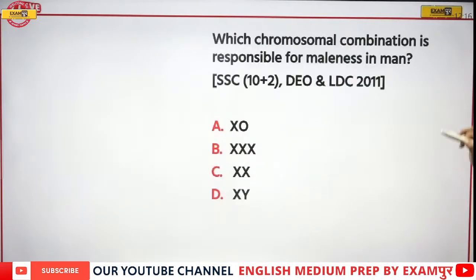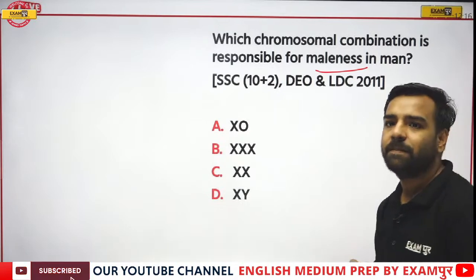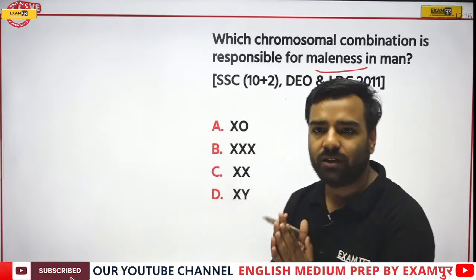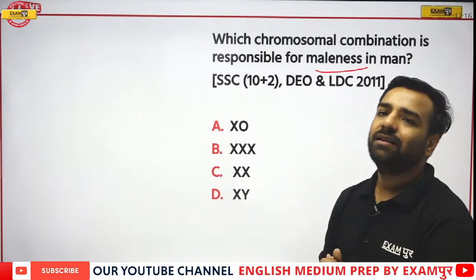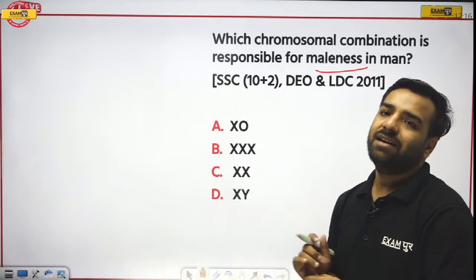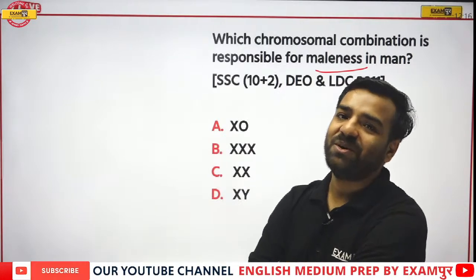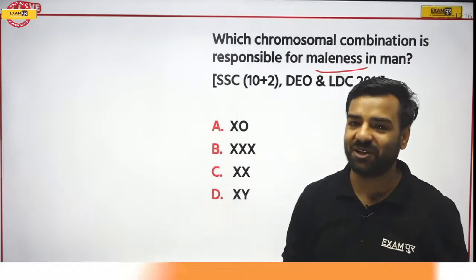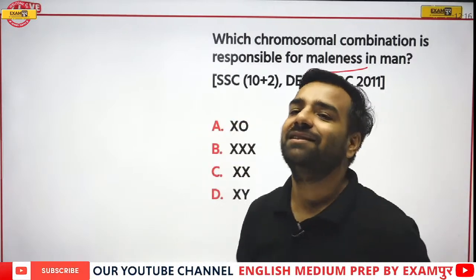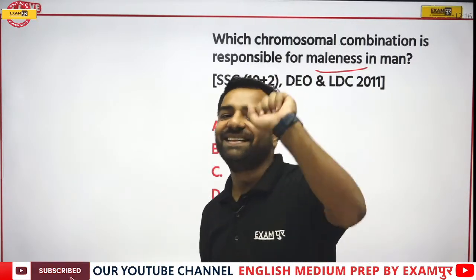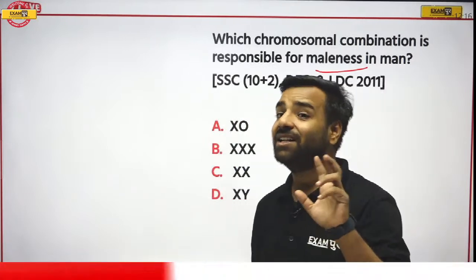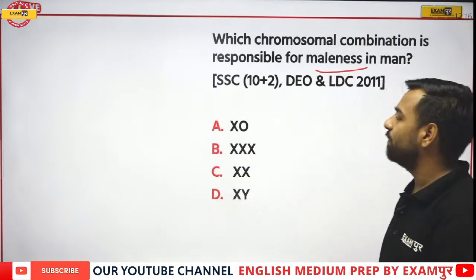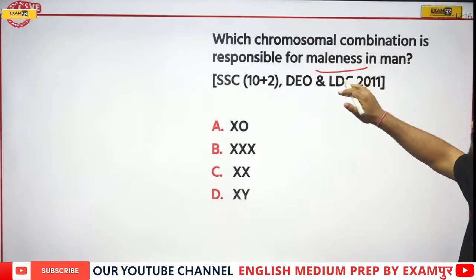Next. Which chromosomal combination is responsible for maleness in men? This question is from 10 plus 2 DU and LDC 2011. No issues, Ilma. It's very good that you are trying to give the answer so that you can remember that. So yes, Asif has given that answer. Asif, this time you are wrong. Yes, that's true, Asif. Totally correct. So that would be 23 pairs. I'm telling you about that. But before that, I want this answer. Which chromosomal combination is responsible for maleness in men?